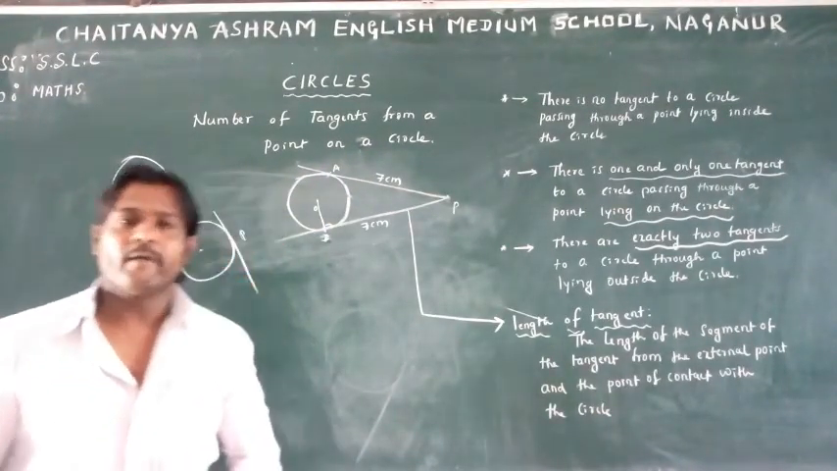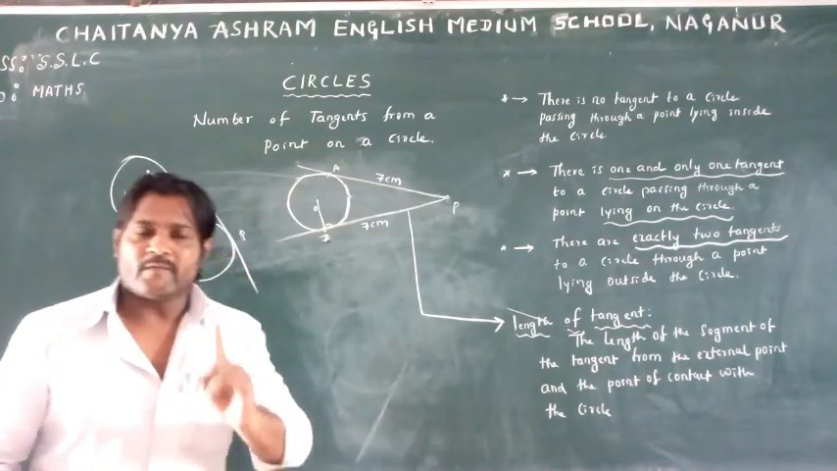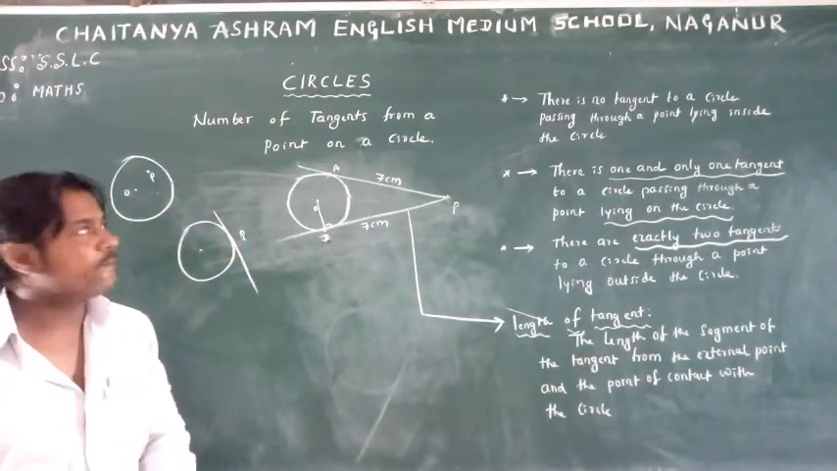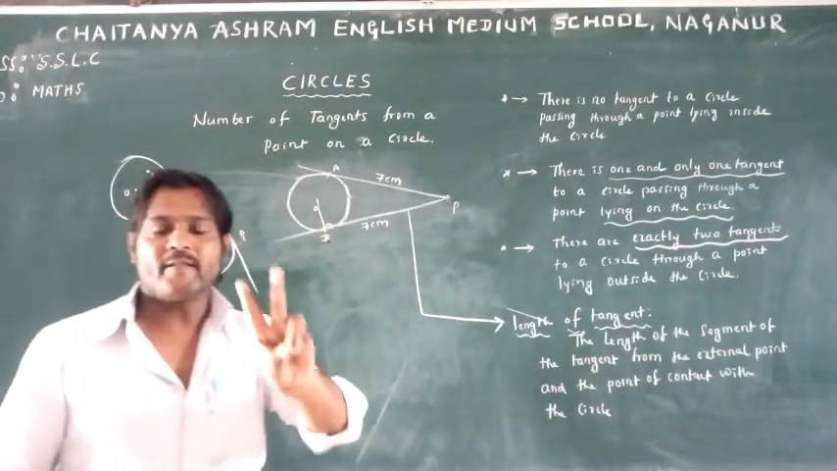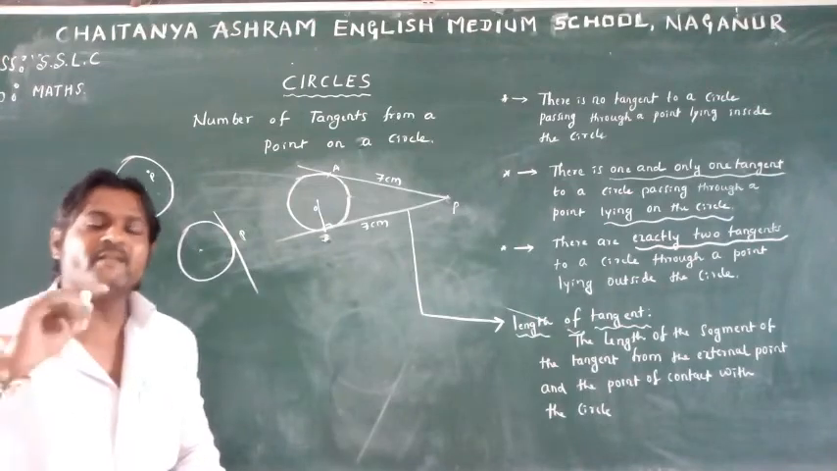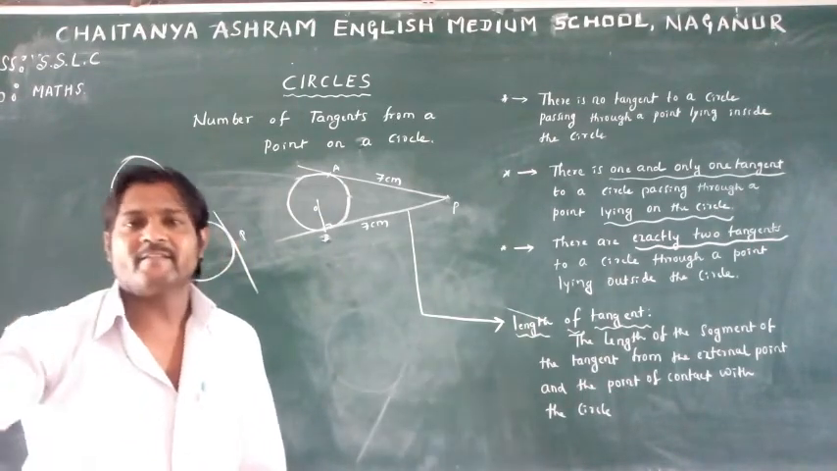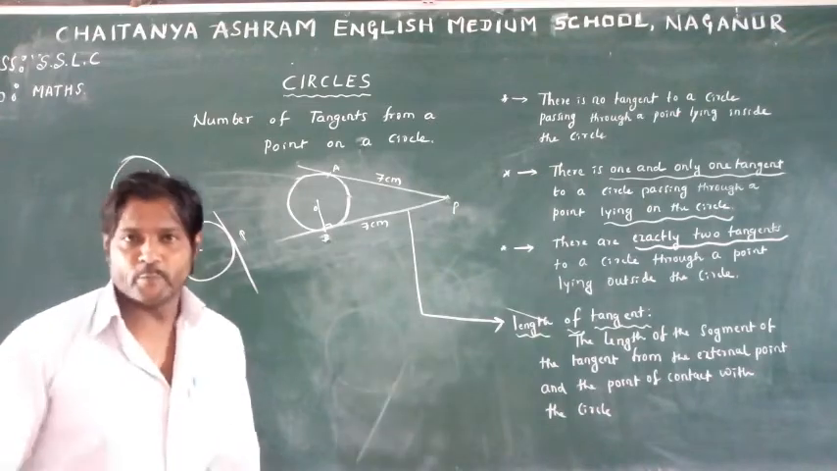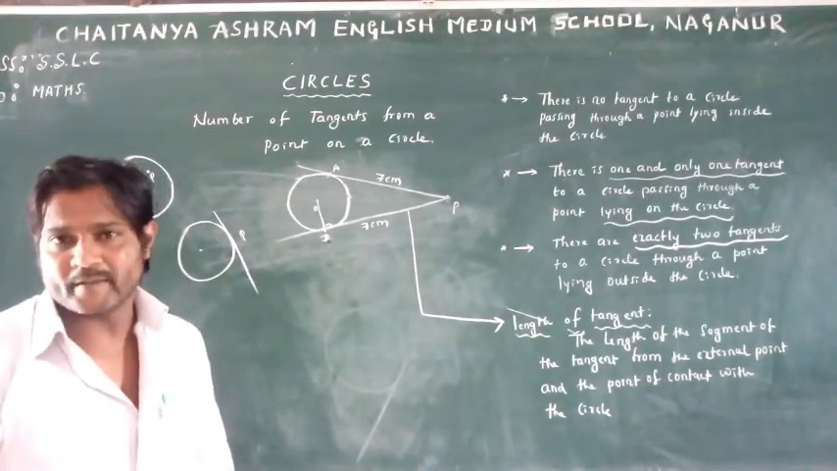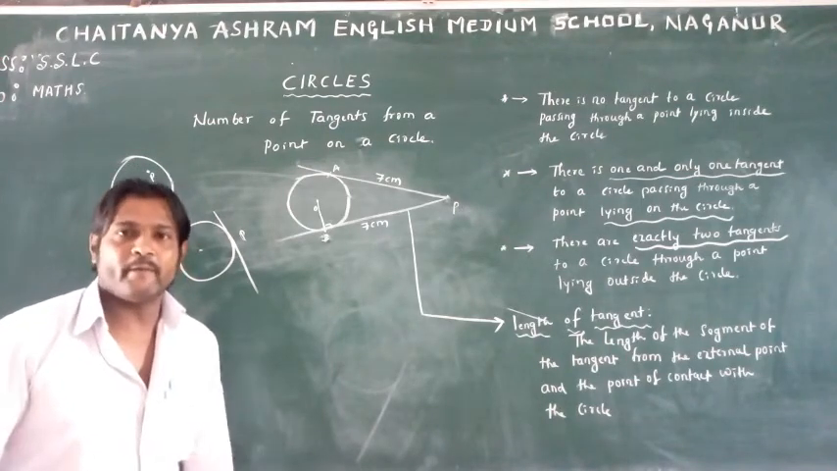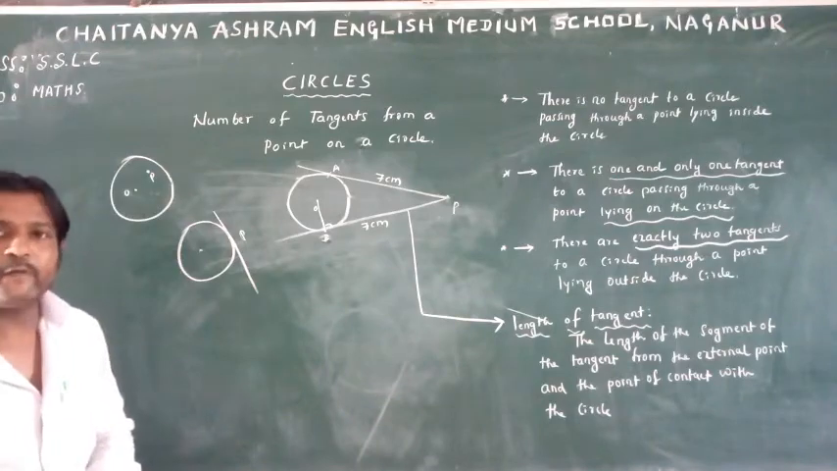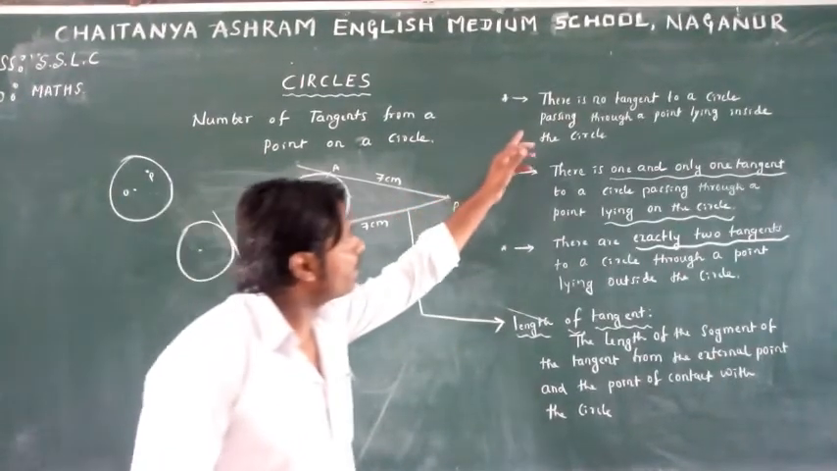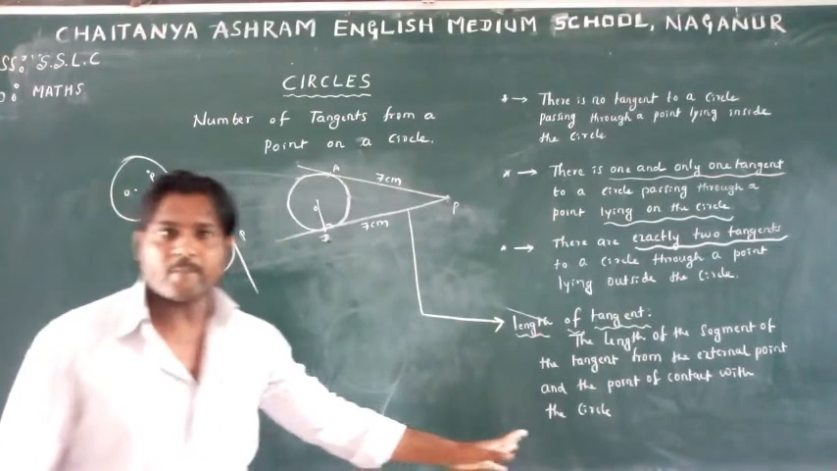From the exam point of view, dear children, there will be one 3-mark question in your annual examination, and it is related to these two theorems, theorem number 1 and theorem number 2. So prepare these two theorems. You will easily get 3 marks on this topic by preparing them. Any one will appear in your question paper. Clear? So these theorems are very, very important. Now we are going to start the proof of theorem number 2. Dear children, pause the video and write these notes. Clear? Okay.